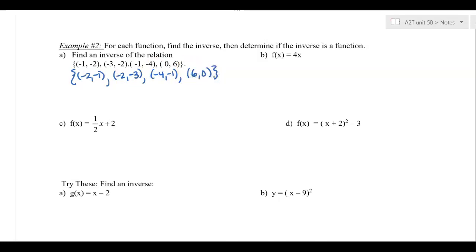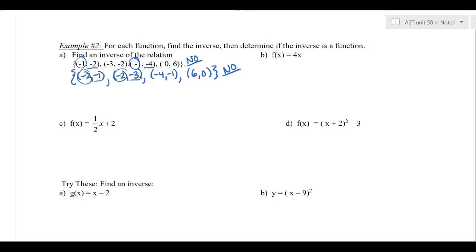And then remember, if something's a function, it would have to pass the vertical line test, or in other words, for every input, there can only be one output. So the original one was not a function because it already had -1 going to -2, but then also -4. The inverse here is also not a function because it breaks that rule as well.